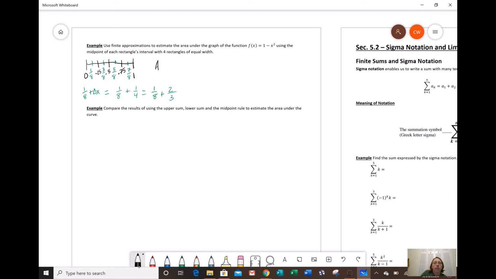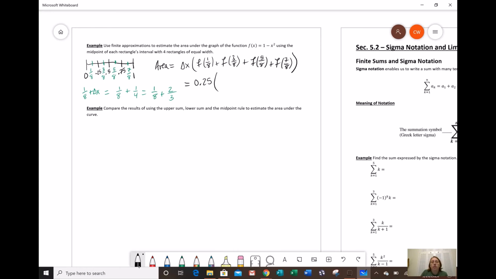So to find the area using this method as approximation, you're going to do delta x times f of 1/8 plus f of 3/8 plus f of 5/8 plus f of 7/8. All right, delta x, the same as before, is 0.25 or 1/4. And these you find by plugging them into here.